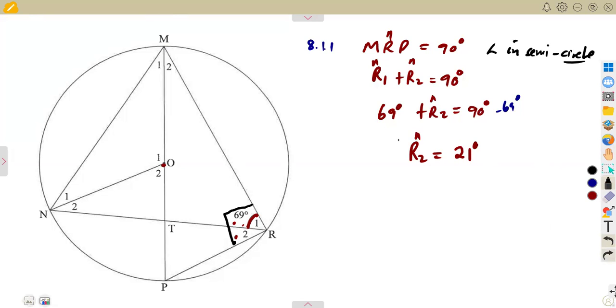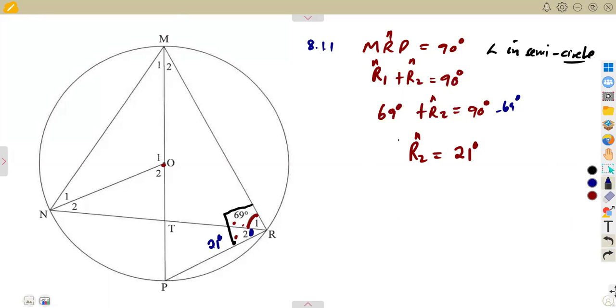That's our angle R2. But remember that, okay, this is what we have. So let us just consider this. Remember that whatever you are supposed to do when answering these questions is all about the theorems. So I cannot just write this; I can even write 90 minus 69 straight, if you know that. There's no need.